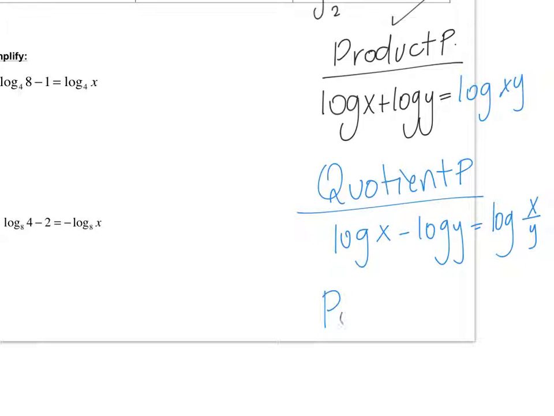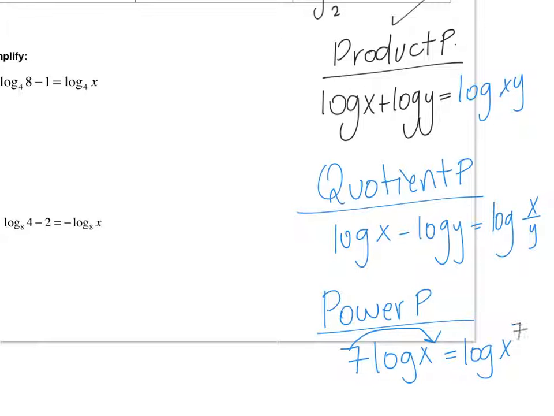And the power property tells you that if you have a number in front of the log, let's say a 7 of log of x, then what you can do is push the 7 up and it becomes log of x to the power 7. Now, maybe we're not going to use this property a lot in this type of equation, because if you have a log on one side and a number on the other, what we usually do is divide by 7 to get rid of it.